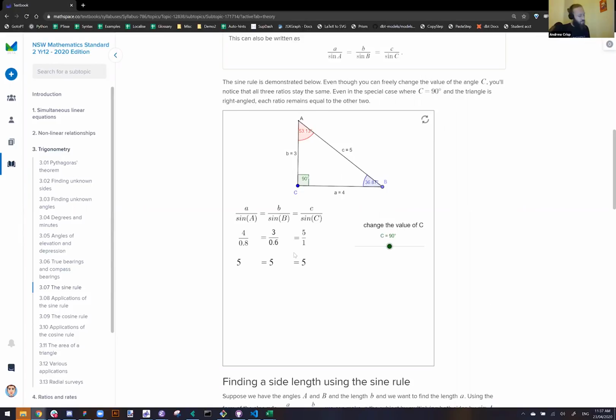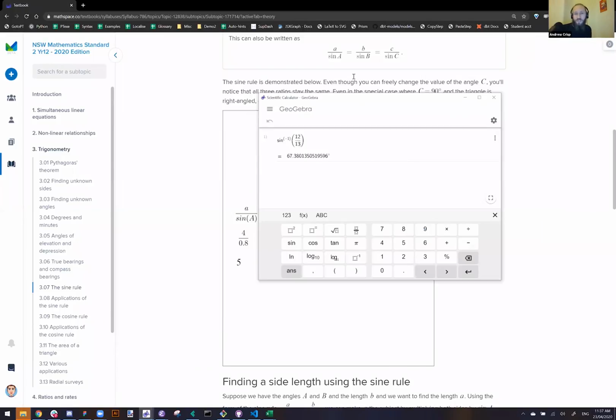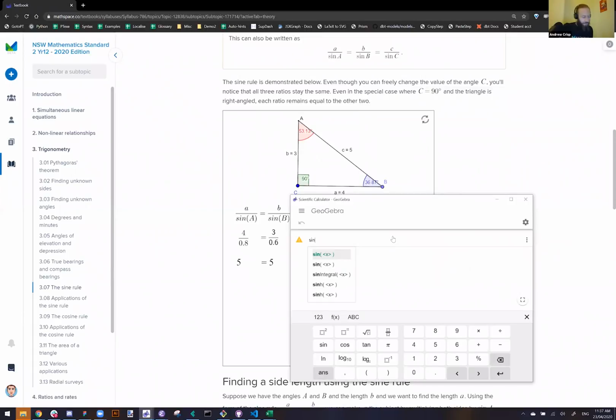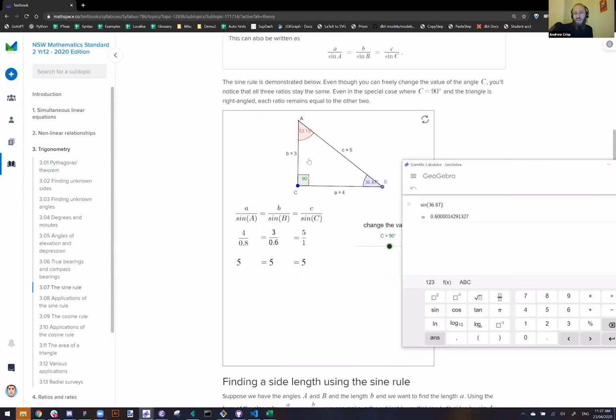You know what? I don't trust this applet. Let's actually make sure that this is true. Let's do sine of the angle 36.87. Oh, okay. Should have trusted the applet. So I get B is 3, and sine of this angle opposite it is 0.6. And C, the side length here, is 5. And sine of 90, well, that one I don't have to trust. I just know that sine of 90 is 1.